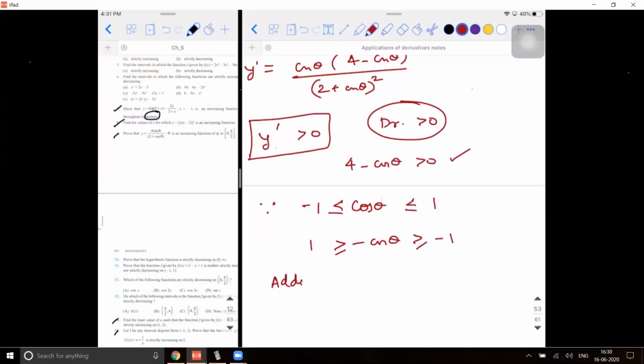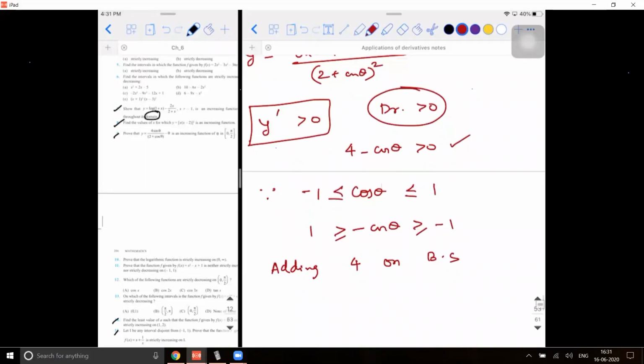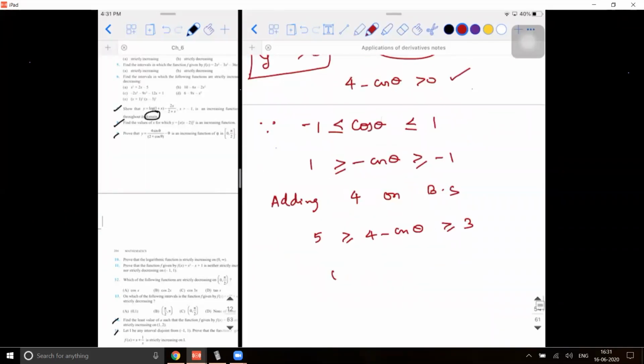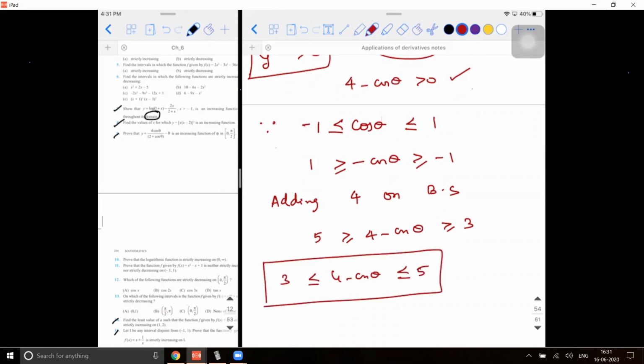Adding 4 on both sides, what do I get? I get 5 greater than or equal to 4 minus cos theta greater than or equal to 3. So 4 minus cos theta is less than or equal to 5 and greater than or equal to 3. This is what I explained to you using the trial and error method. So the least value that you can get for 4 minus cos theta is 3, and the greatest value you can get is 5. Is there anyone having a doubt with what I solved?